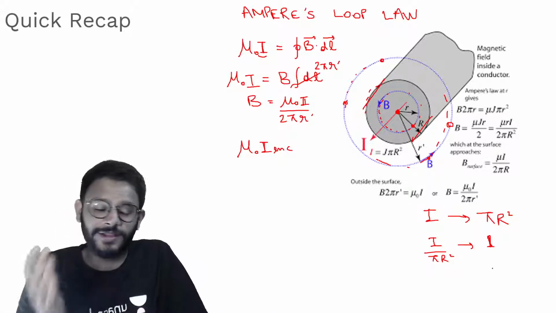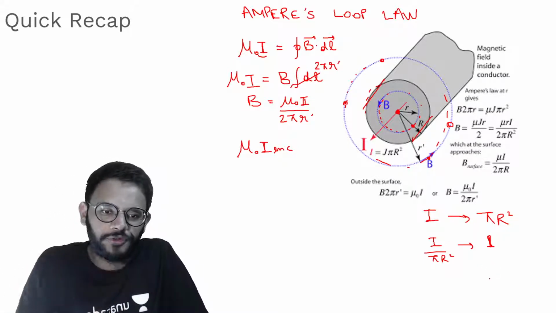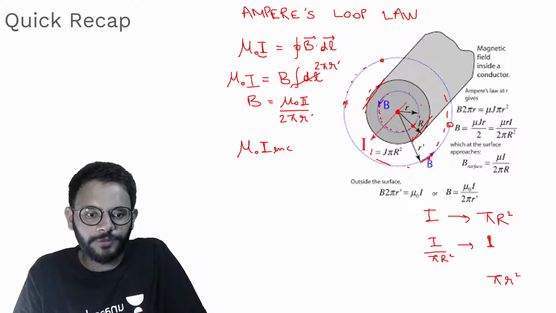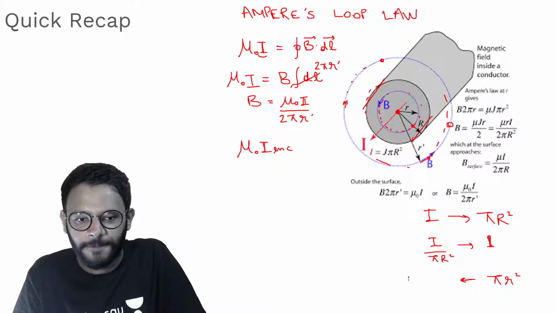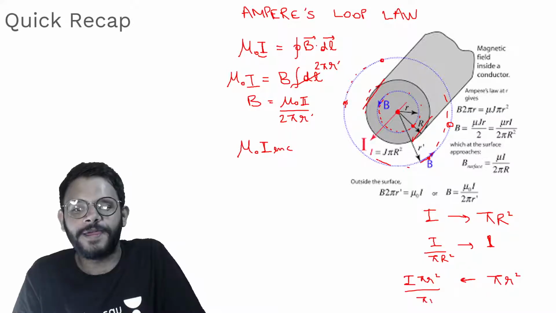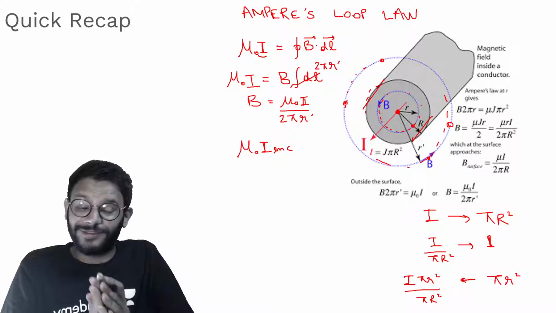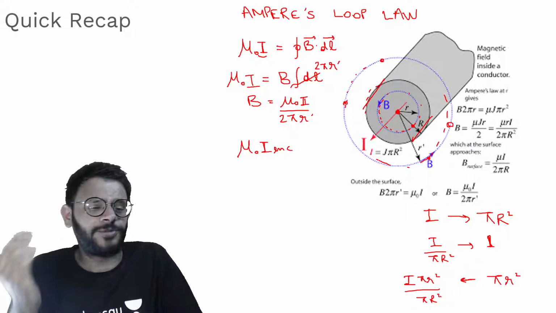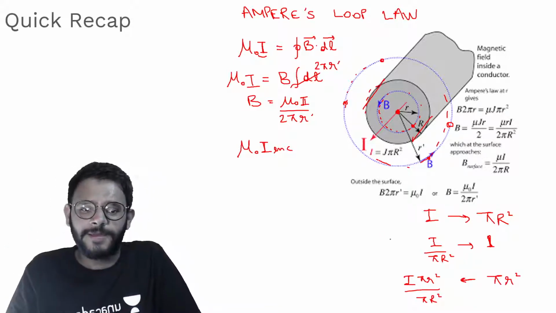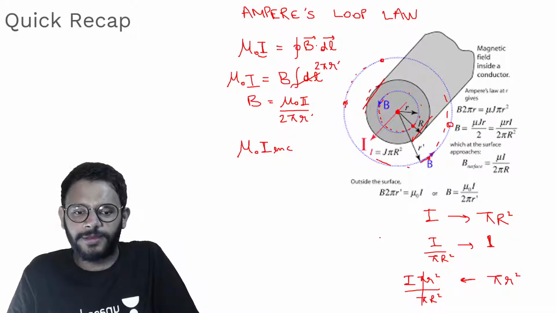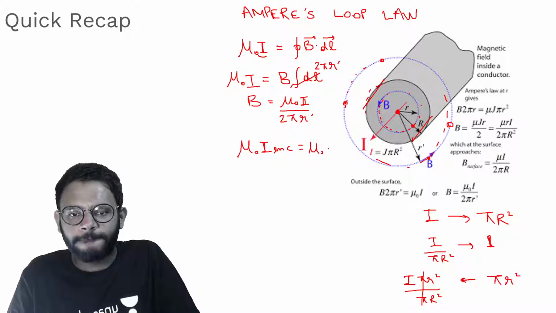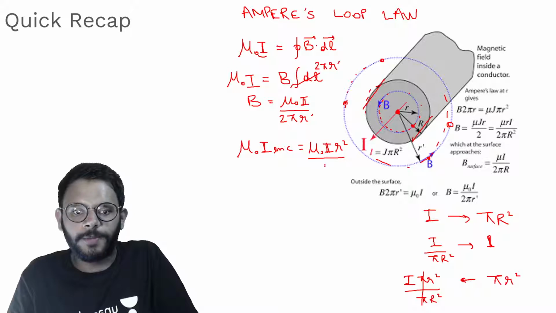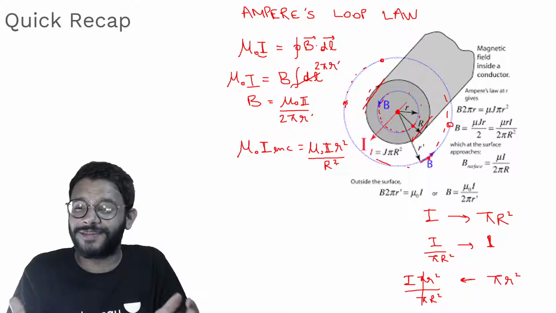Easy peasy. And the current flowing through this πr² area is nothing but I into πr² upon πR², which is the beauty of it. Again, I'm just using the simple unitary method, nothing else. And then you can find out that the current is, for this case, μ₀ I r² upon R².